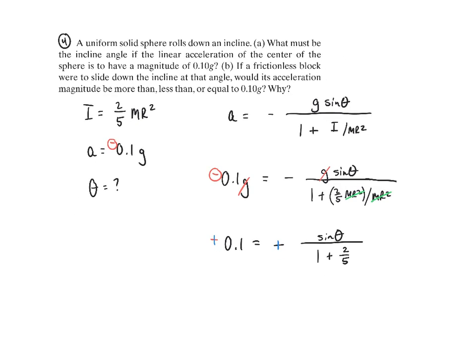And again, this is part A of the problem. So 1 plus 2/5 is 7/5. Let's multiply. So 1.4 times 0.1, or 0.14, equals sine theta. And then solve for theta by doing the inverse sine. You'll get 8 degrees.